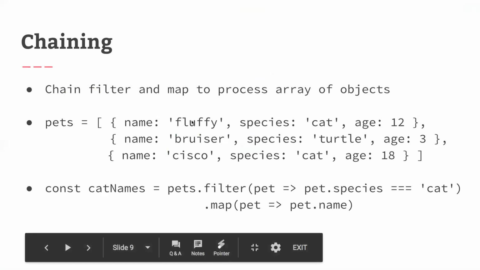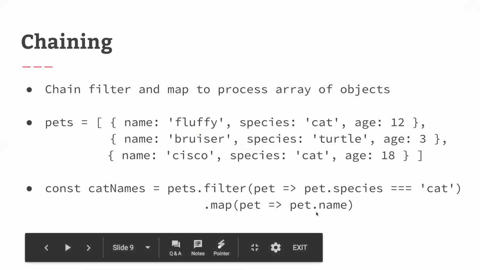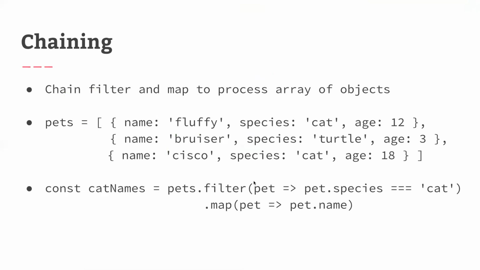Because first it's going to filter to an array of 2 objects without poor Bruiser. And then it is going to map each of those objects to the name, to the value of their name property. Questions on this?